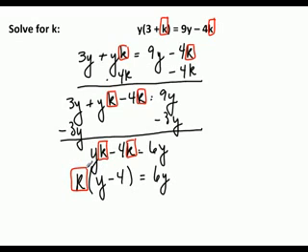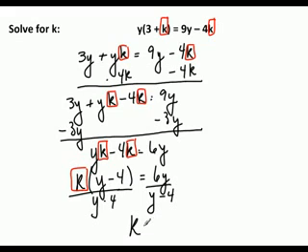Trying to get k by itself. So I think, okay, k times the quantity y minus 4. So I want to divide by the quantity y minus 4. And I get a final answer of k equals 6y over y minus 4.